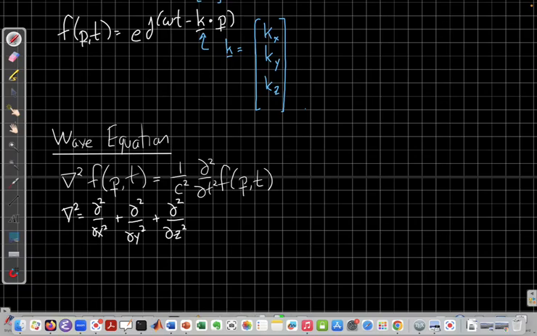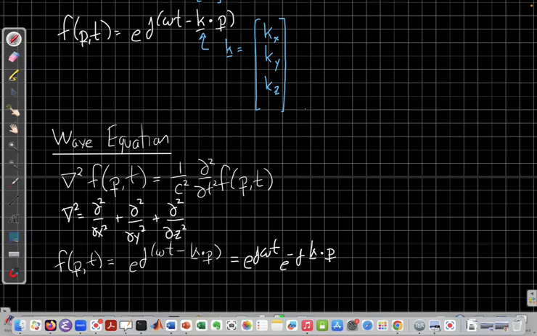Del squared is just shorthand for the second partial with respect to x, plus the second partial with respect to y, plus the second partial with respect to z. So if we now want to evaluate this, we want to first plug in our plane wave, bring our plane wave back here. And before I apply del, I'm going to use properties of exponentials to factor this into two pieces.